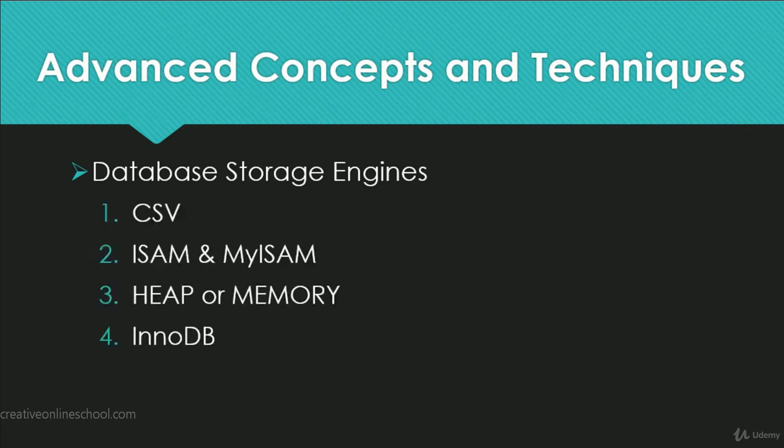In short, database storage engines are the things that power the queries that we run. Just like you have different engines in a sedan or a race car or a diesel because of the different purposes of those vehicles, databases can have different storage engines depending on their best use case. There are four primary database storage engines: CSV, XAMPP and MySQL, heap or memory, and InnoDB.